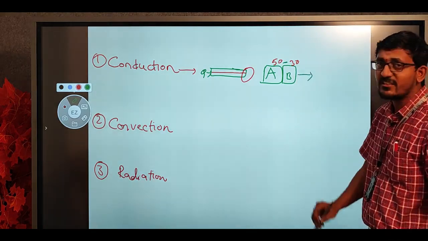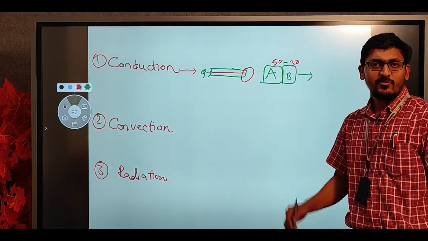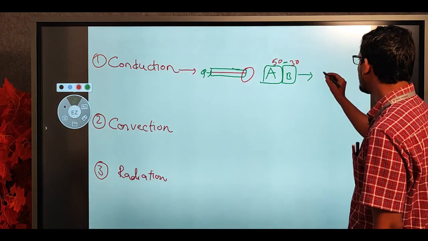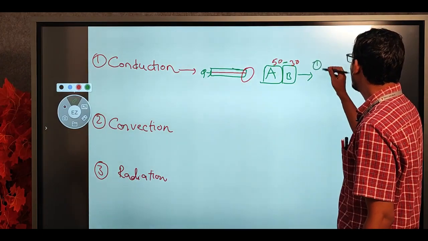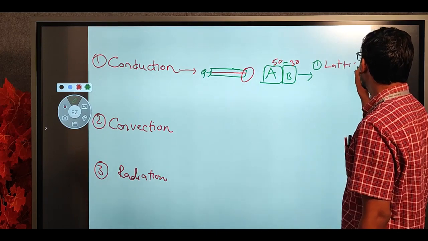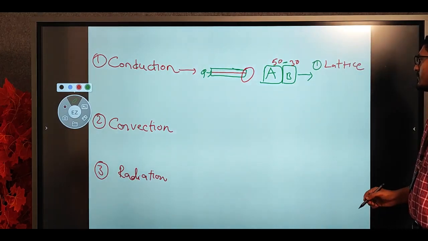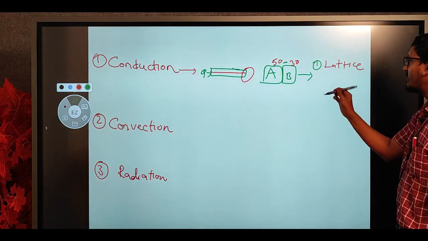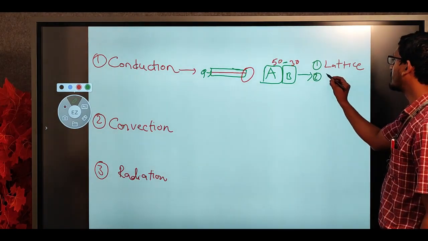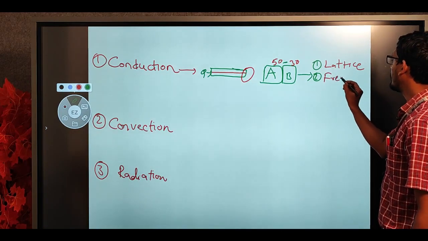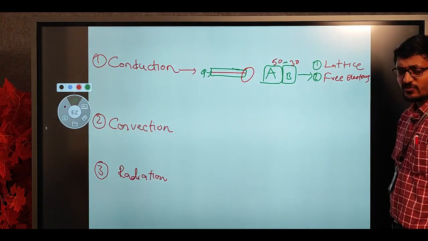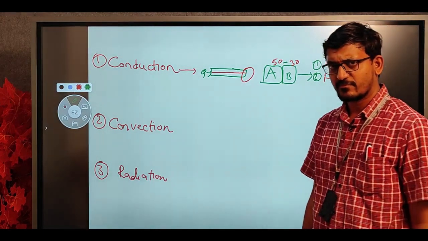Now, what is the reason for the transfer of heat from one region to another region? The first one is due to lattice vibration, and the second one is due to transfer of free electrons. So what is meant by lattice vibrations?